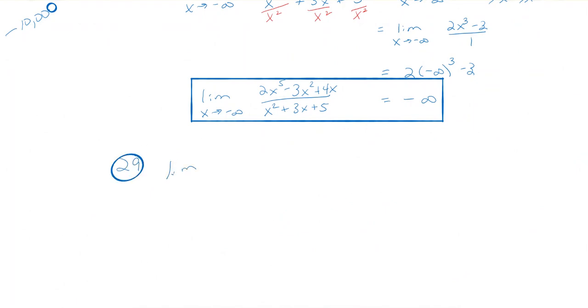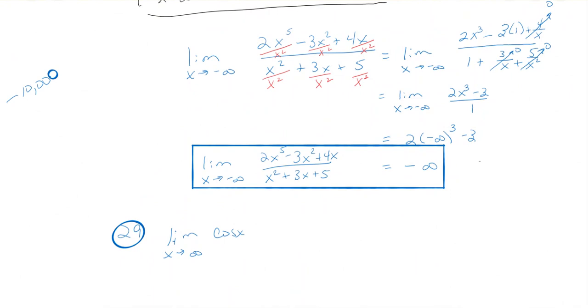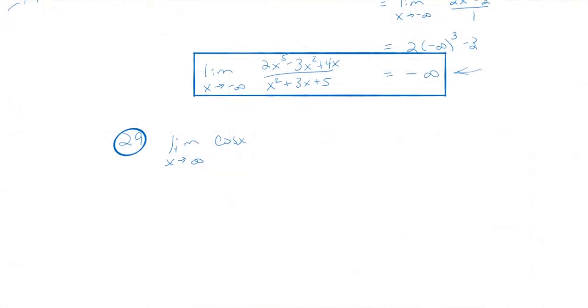Okay, so what's the limit as x goes to infinity of cosine x? Now remember, we're supposed to be approaching a number like 4 or 5 or negative 10 or something like that. They kind of lie a little bit and say, okay, so infinity here is not really a number, but it's a direction. So we'll kind of go along with the fact that it's a direction instead of a number.